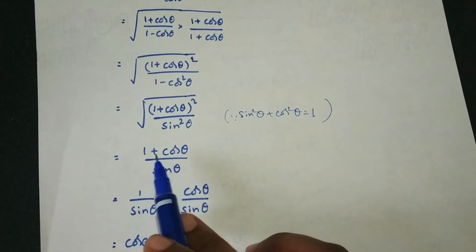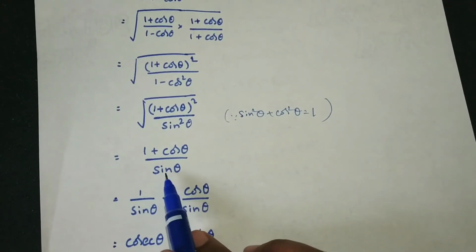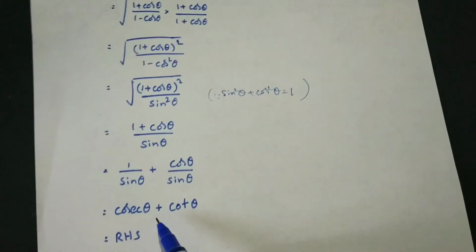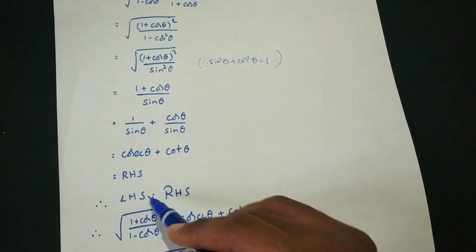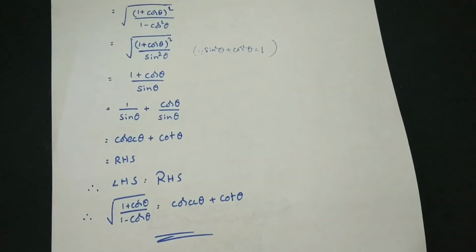Split the denominator for both the terms. Then 1 by sin theta plus cos theta by sin theta. This is nothing but cosecant theta plus tan theta. That is the required RHS. Therefore LHS is equal to RHS.